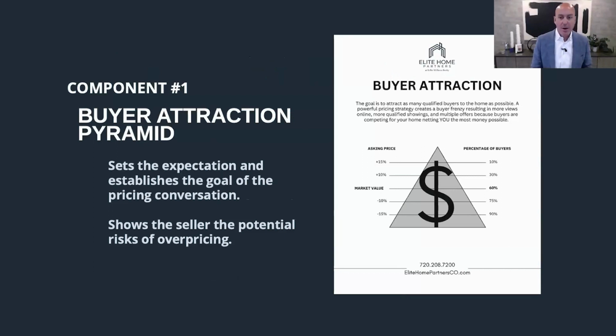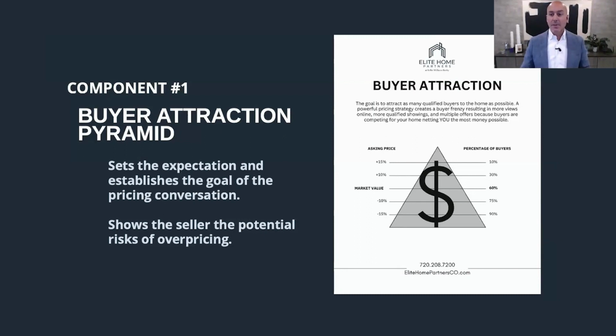Okay, let's talk about the first piece, what we call buyer attraction. This buyer attraction pyramid is going to be the first piece in your comparative market analysis. I'm going to show you what this all looks like when it's all put together in a beautiful format. Like for us, we have a cover page with our company logo on it. I'll show you that, right? But you're going to have this whole thing start out with our buyer attraction pyramid. What this does is it sets the expectation and establishes the goal of the pricing conversation and shows the seller the potential risk of overpricing.